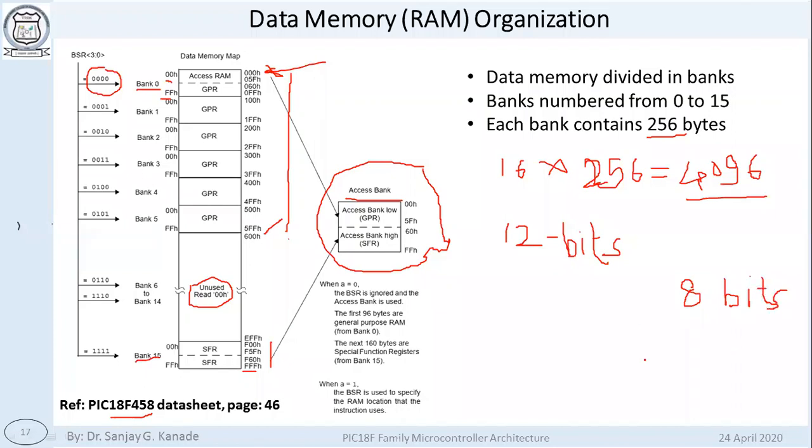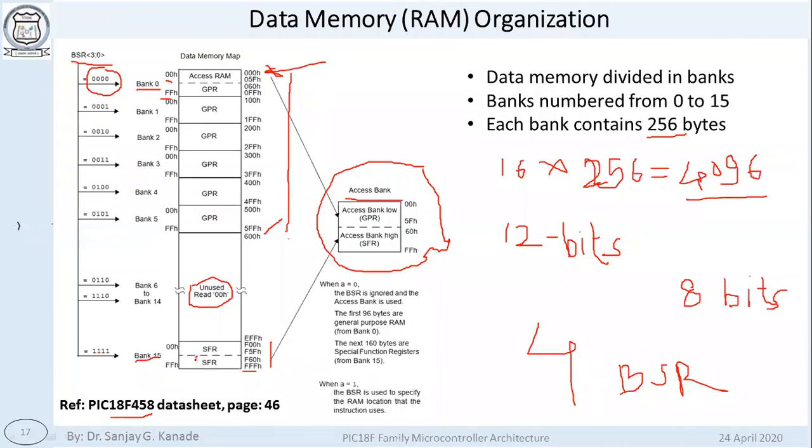8 bits are given in the instruction, and then 4 bits come from BSR. BSR is the Bank Select Register. But if A is 0, then BSR is ignored, and automatically for the first 96 bytes, the 4 bits are 0000, and for the next 160 bytes, the higher 4 bits are 1111.